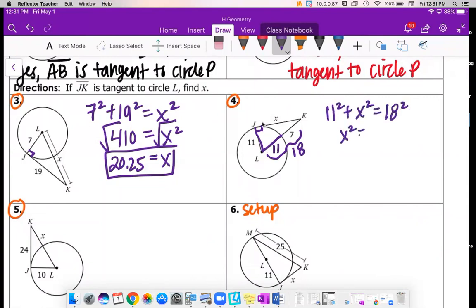Then to get x squared by itself, you do 18 squared minus 11 squared and take the square root of all this. You can plug that in your calculator and you'll get that this is about 14.25 whenever you do the Pythagorean theorem.